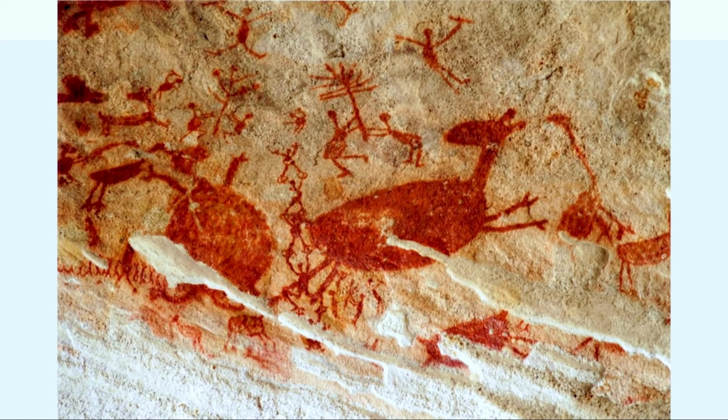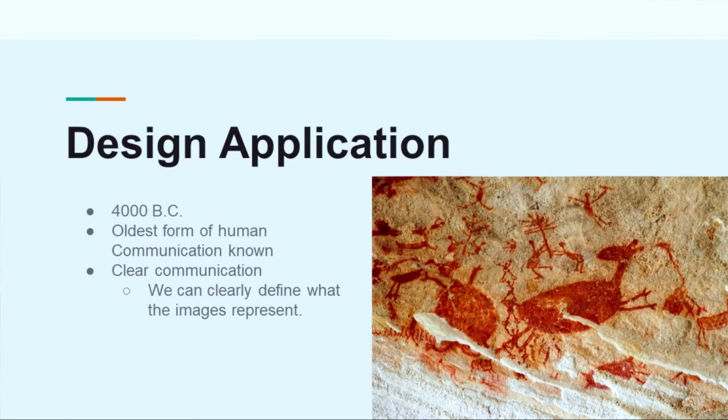And these are some of the original cave paintings that have been found. These were dated back to about 4000 BC. And these were communicating their daily life. They were hunting, they were gathering, they were just painting out what their life was like. It's kind of like capturing in photography or having a family portrait. That's what's going on here in these cave paintings. So this is the oldest form of human communication known. It is clear communication. It is easy to understand. We can clearly define what the images represent, and that, to me, is what we can learn right now from these original cave paintings: clear communication.